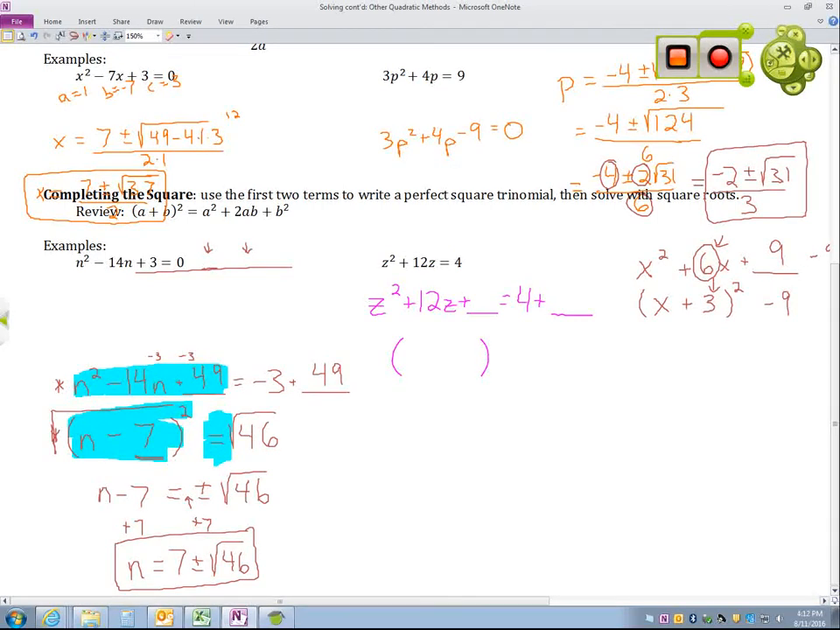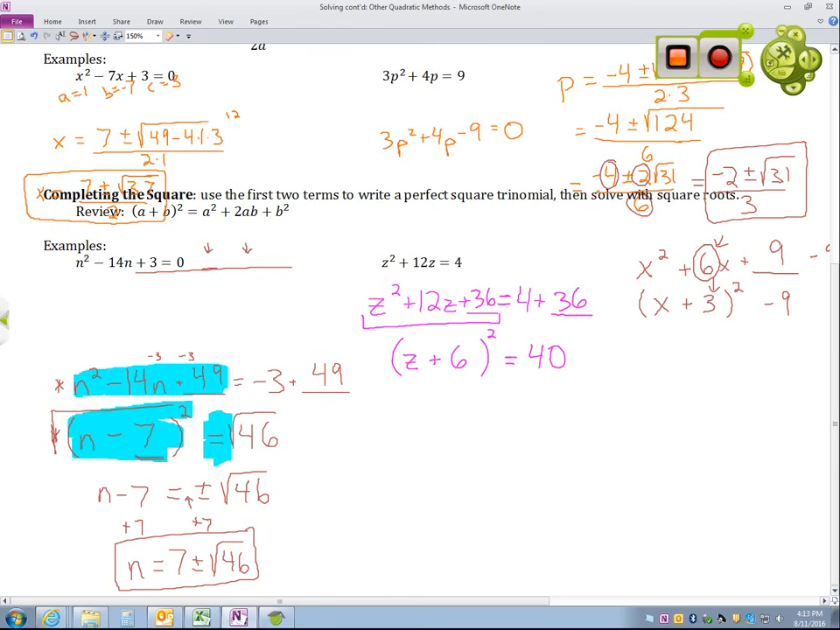Okay, so z squared plus 12z. I'm looking to make that into a perfect square. So z, because this is positive, this is plus, and again, half of that middle term, so this is a 6, which means we've added a 6 squared. But to keep the equation balanced, I need to add 36 on the right side as well. So now these three terms become z plus 6 squared, and on the right I have 4 plus 36, which is 40. So that's the completing the square step.